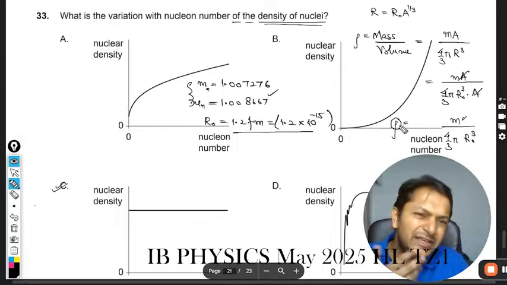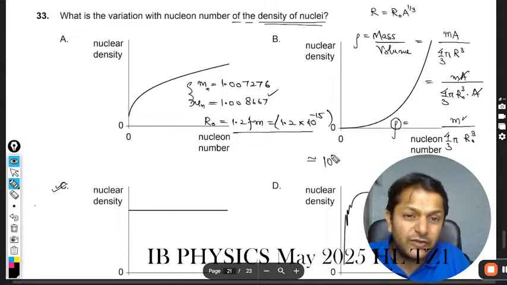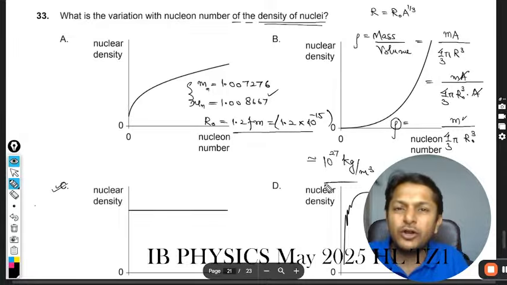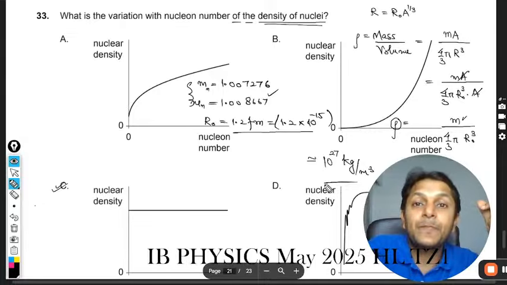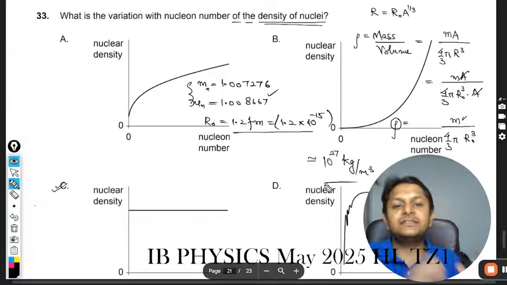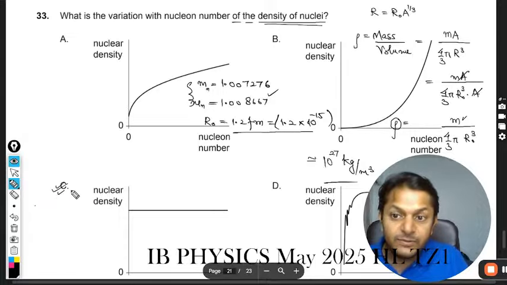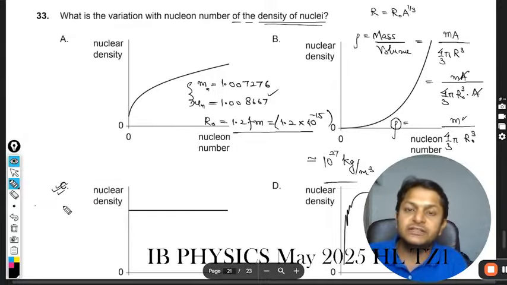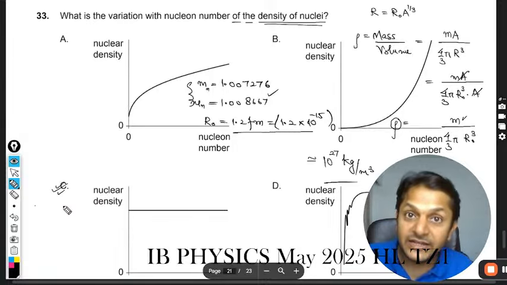I'm not remembering the exact value of the density, but it was a very huge density, kind of like 10 raised to power 27 something kg per meter cube, of the order of that kind, which is very, very high density. So that is the density of the nucleus. And accordingly, we can see that C will be the correct answer because the density of the nucleus is independent of the mass number. So C will be the correct answer.